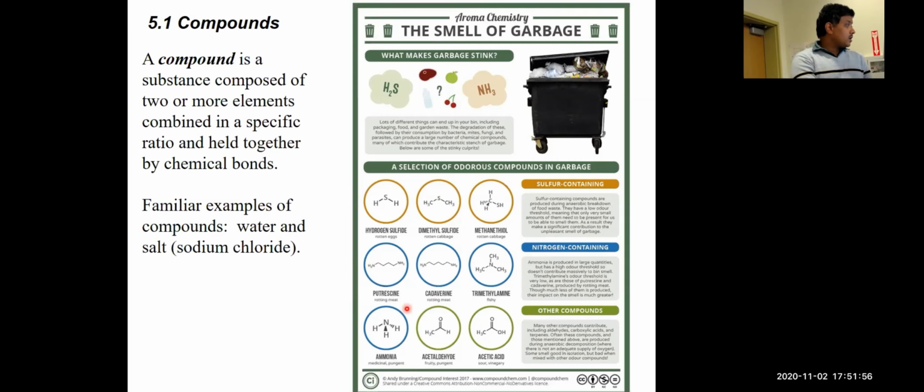And other compounds are putrescine, or cadaverine, or thiol, or acetic acid, or ammonia. All of these were generated in the garbage bin when random food samples, or whatever the trash, the plastic, everything is combined. They get rotten and they eventually generate these smelly compounds. That's why garbage has this unique smell, because these are the most common molecules when a garbage bin is full of garbage. Okay, now you know what compounds are. I'm going to see you in part 2 of the lecture.